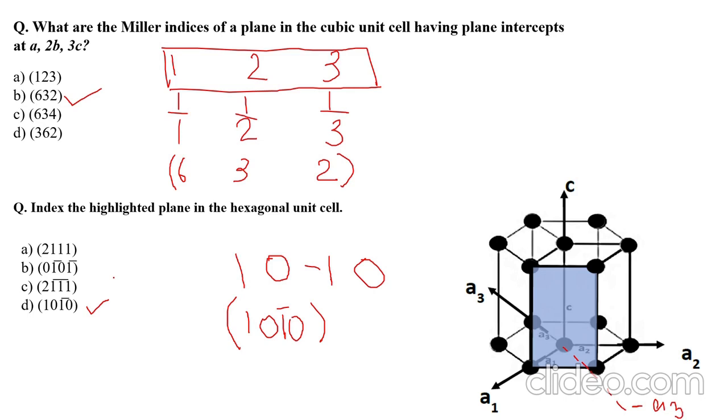Ma'am, what are the angles between these three axes A1, A2, A3? Is it 120 degrees? No, for A1 and A3 it will be 60 degrees, and the fourth will be perpendicular to that. If you see A1 and A3, these are 60-degree angles because it is a hexagon. Okay. So you have 1 0 1 bar 0 as the plane.